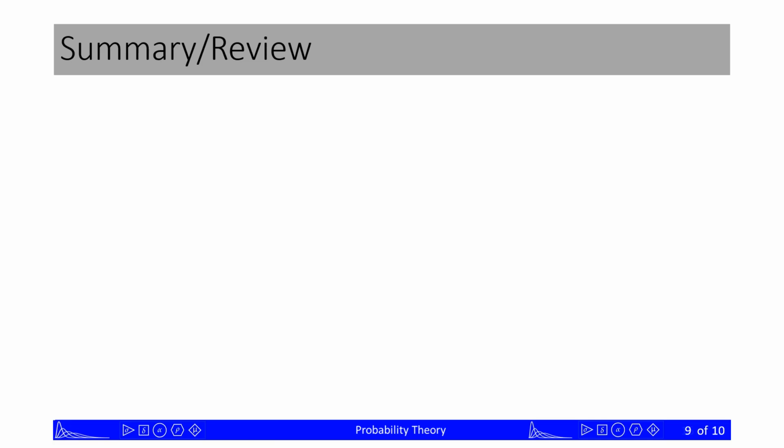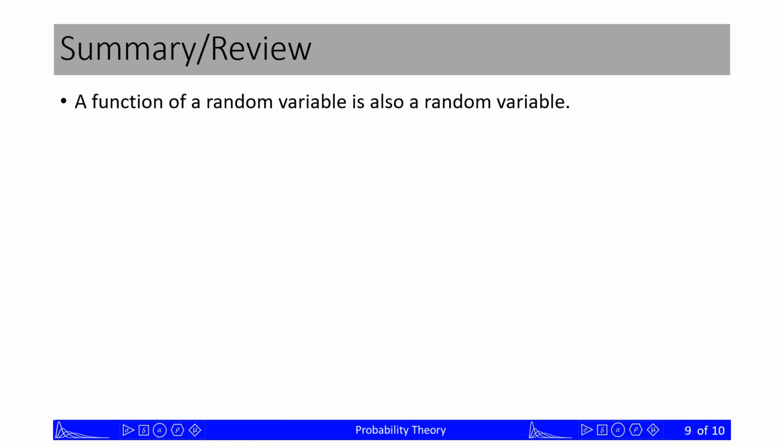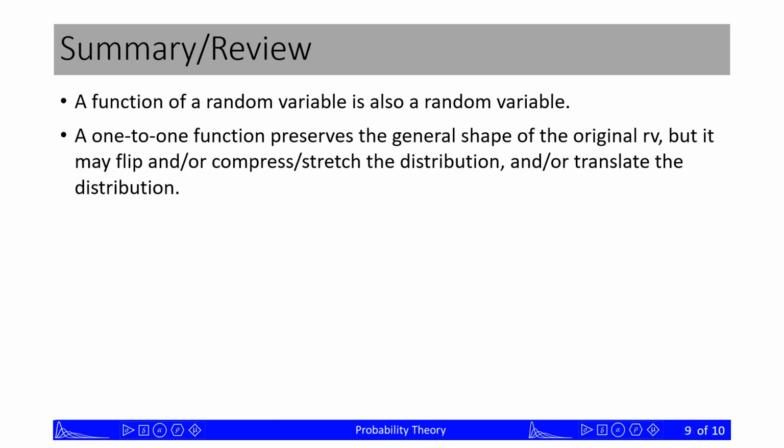We have reviewed 5 examples for transforming a finite discrete random variable. Let's review what we've learned in this lesson. The key point for this lesson is that a function of a random variable is also a random variable. We've learned that a 1-to-1 function applied to a random variable will keep the general shape of the distribution.